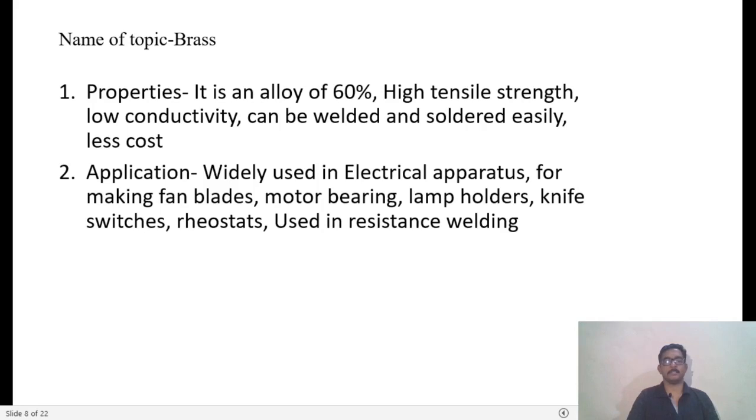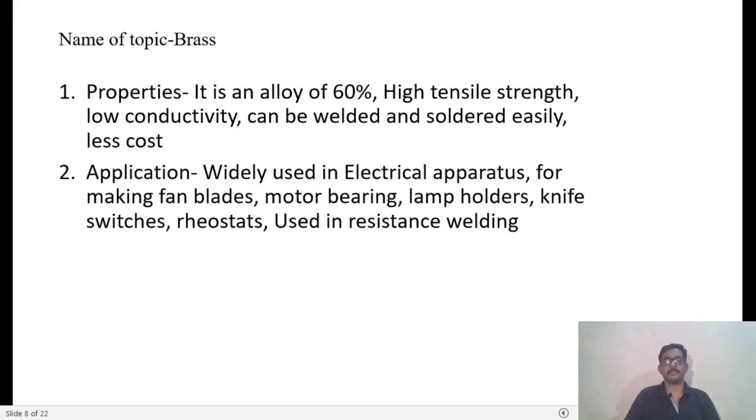Next is brass. It is an alloy metal. It has high tensile strength, low conductivity, and can be welded and soldered easily. Where we require the jointing of conductors, we can use brass as a soldering material. Its cost is also less.